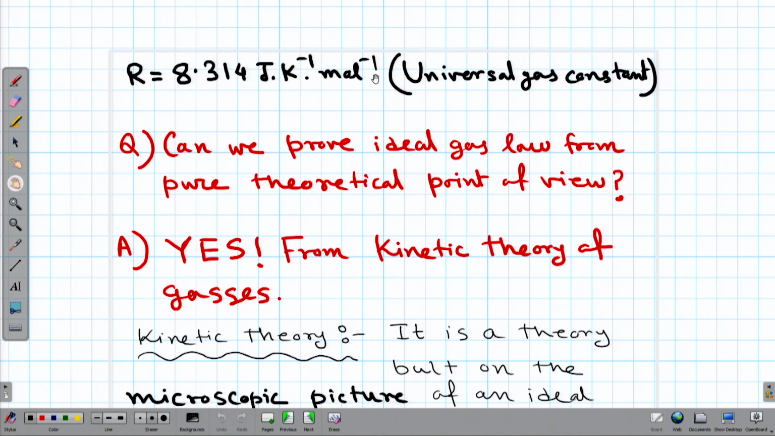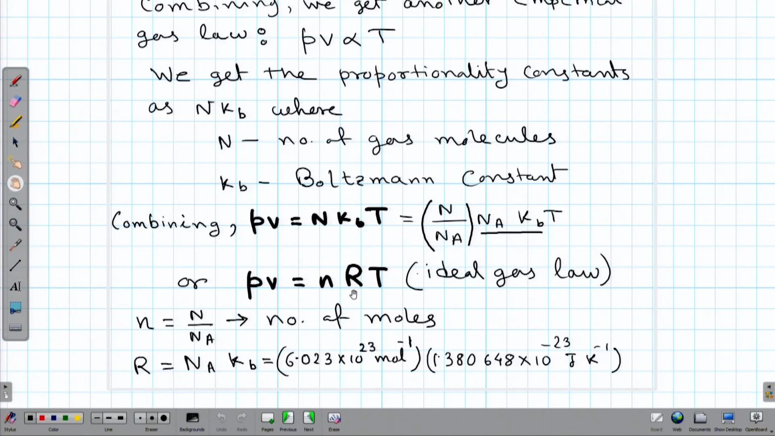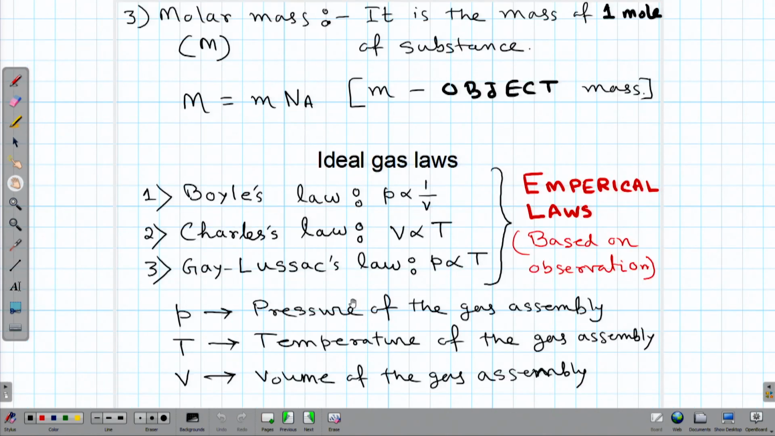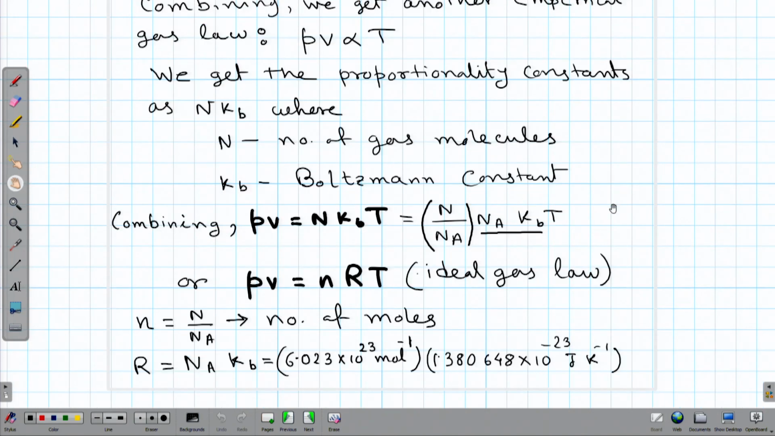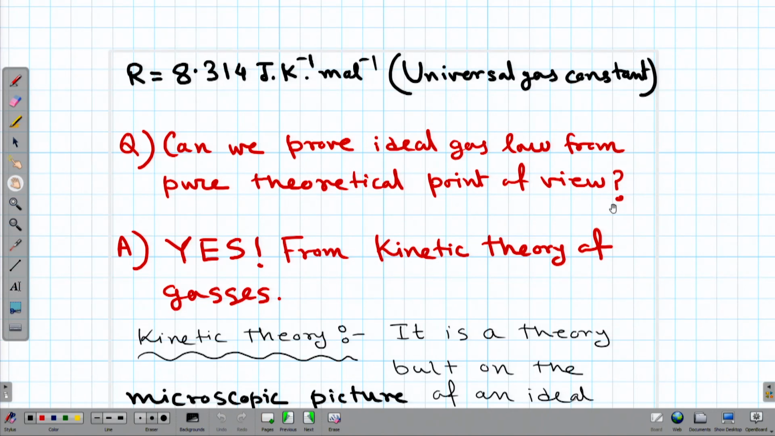Now that we have this ideal gas law, PV equal to nRT, as we all know from our school level textbooks, this is the ideal gas law. Once again, let me point out that at this point the ideal gas law remains completely empirical in nature. That means these are based on observation. Now, is there any way by which we can prove the ideal gas law from a purely theoretical point of view?